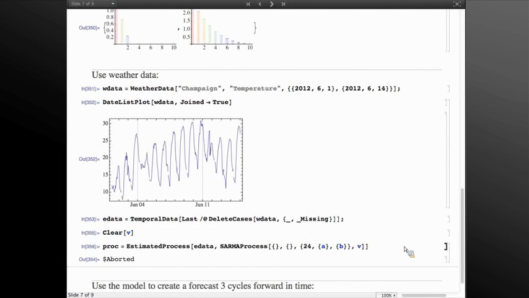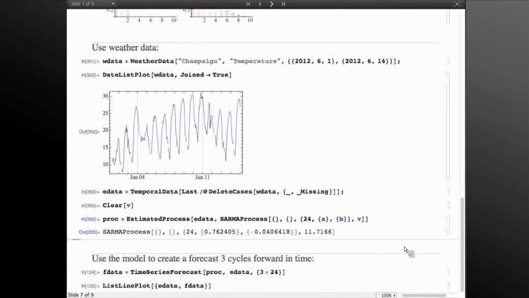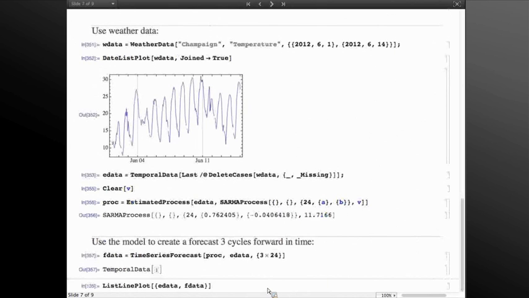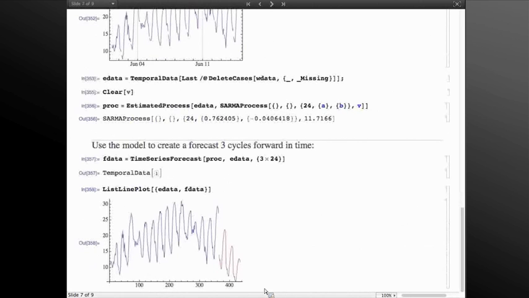Okay, so there we have estimated the process. Now I can use that process to forecast what the future weather might be like. So let's say I want to forecast it 3 days in advance, so 3 times 24. And now I get, again, a temporal data object. Let's display them together. So here's the measured weather, here's the predicted or forecasted weather.